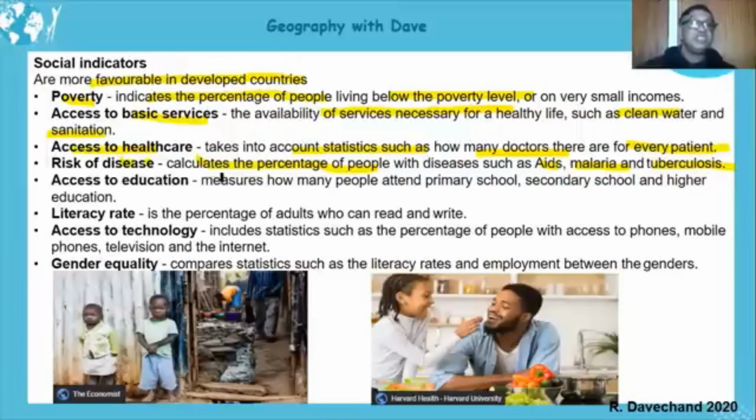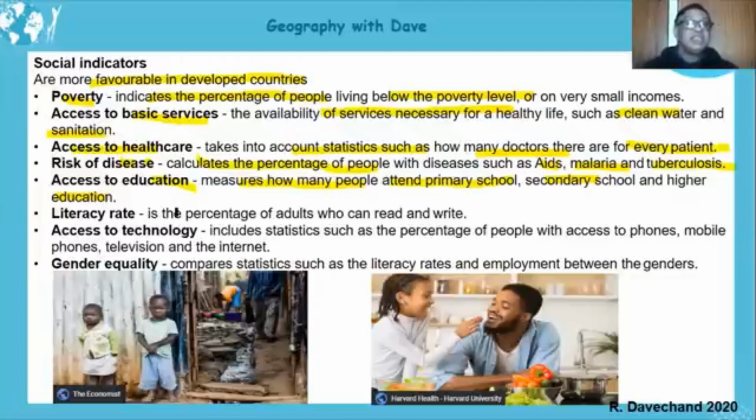Access to education measures how many people attend primary school, secondary school, and higher education. And you'll find the LEDCs have a far lower percentage of people attending education, whether it's higher education, secondary school, etc., compared to the MEDC. So their development is affected because you don't have a proper education. You can't get into a proper job. You lack necessary skills. Not that you're not intelligent, but these are things that affect your development.